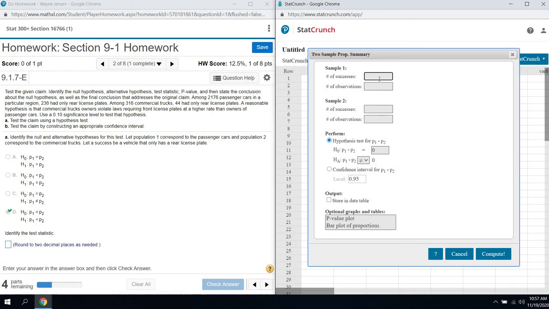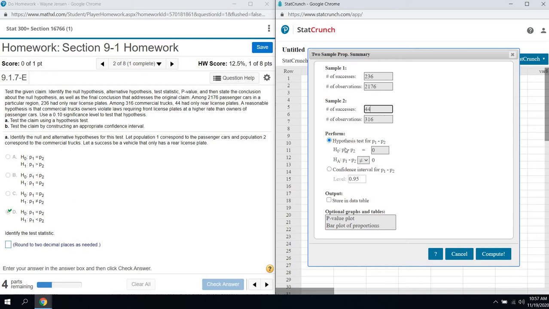All right, so let's go look at the passenger cars. I like that they're doing number 1 as the first one. So it says among 2176 passenger cars. Well, that's the number of observations. The number of successes was the number of cars that had only rear license plates, which was 236. In sample 2, there were only 316 commercial trucks observed. Makes sense that it would be far less commercial trucks, and 44 were successful.